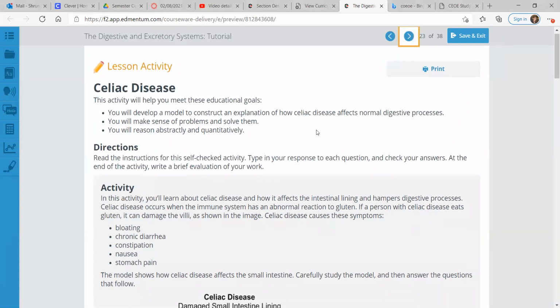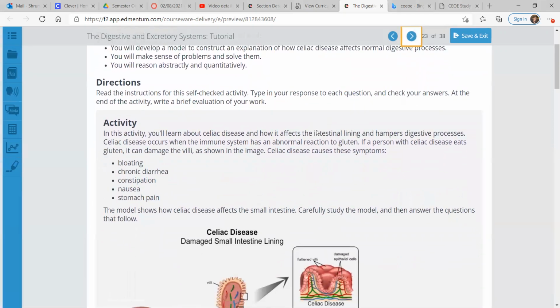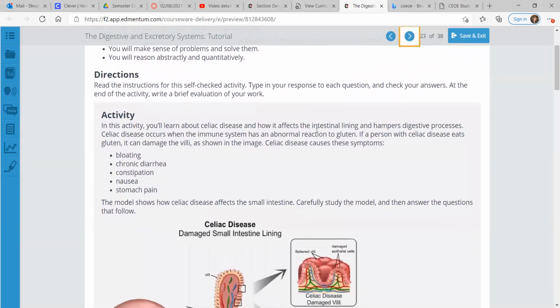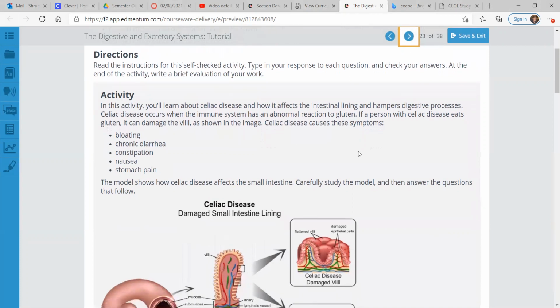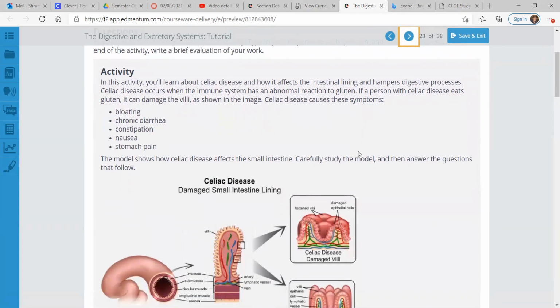Then we have a lesson activity dealing with celiac disease. We'll learn about celiac disease and how it affects the intestinal lining and hampers digestive processes. Celiac disease occurs when the immune system has an abnormal reaction to gluten.